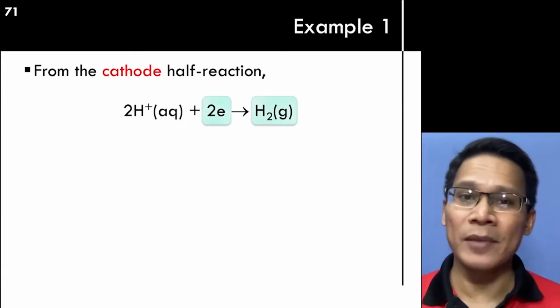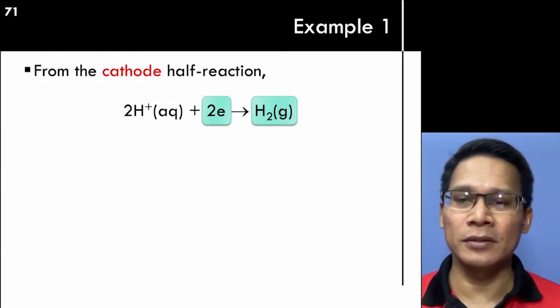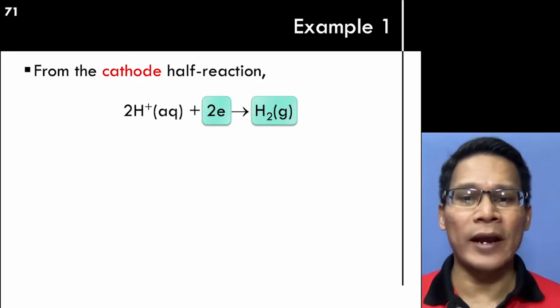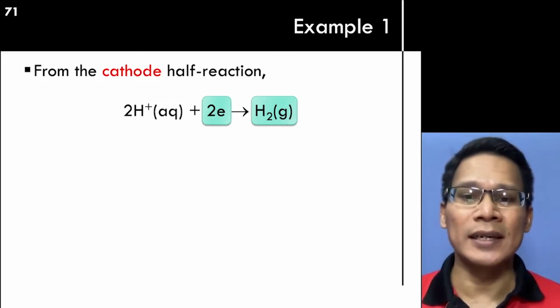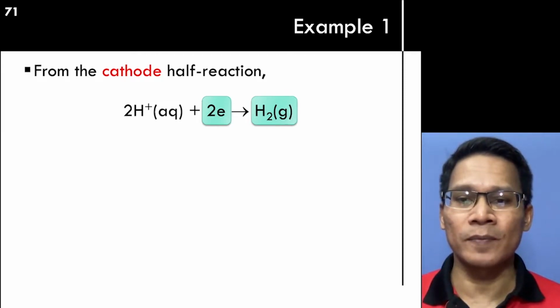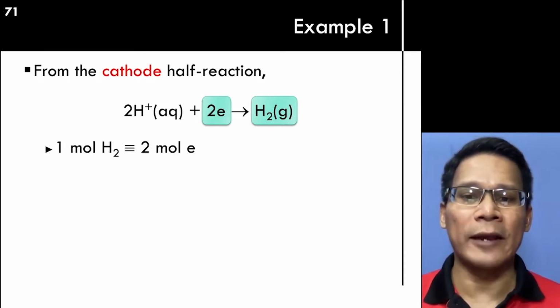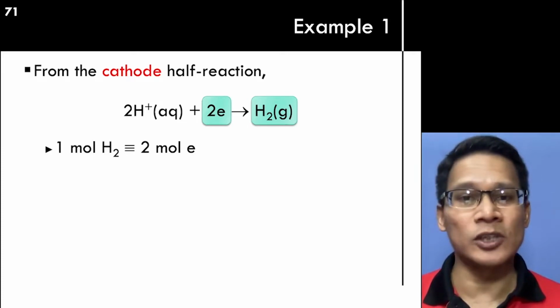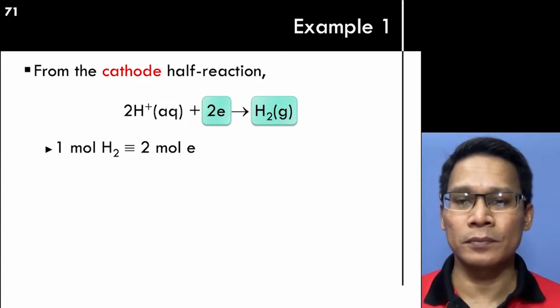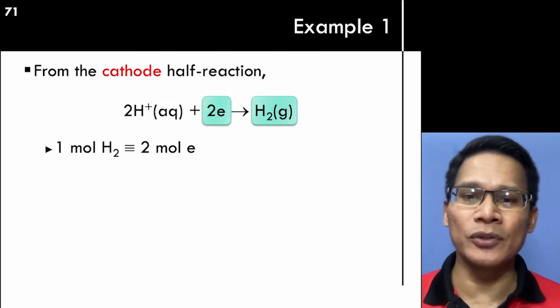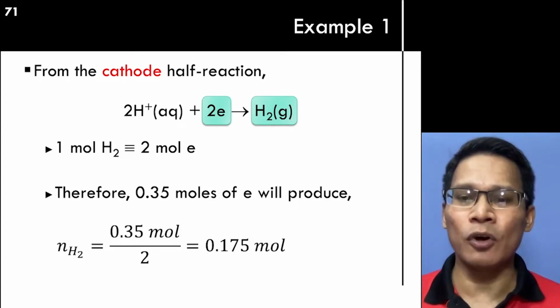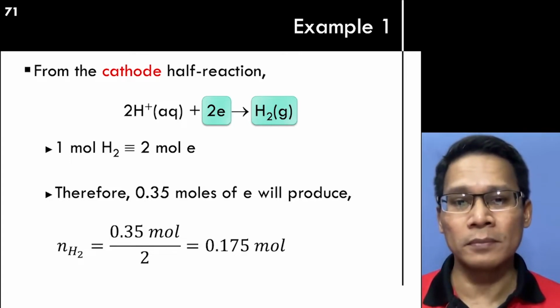We repeat the same calculation at the cathode. From the half reaction, we can see that 1 mole of hydrogen gas is produced when 2 moles of electrons are received in the reduction process. The mole ratio of hydrogen gas to electron is 1:2. Therefore, the number of moles of hydrogen gas produced at the cathode is 0.175 mole.